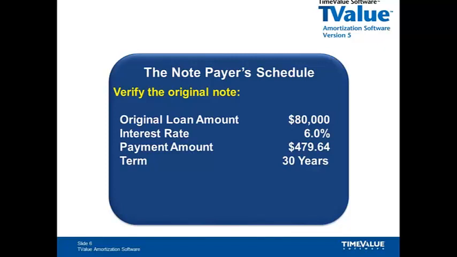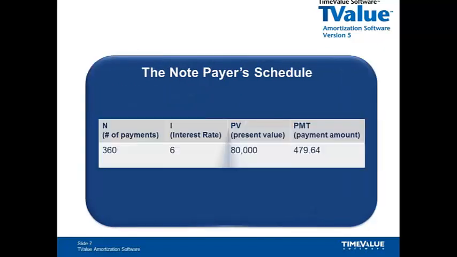The nice thing about using t-value is that you can solve for any one variable between the number of payments, the interest rate, the present value, which is also the loan amount or the purchase price or your investment amount, and the payment. Of those four variables, as long as you know three, you can always back into the fourth.